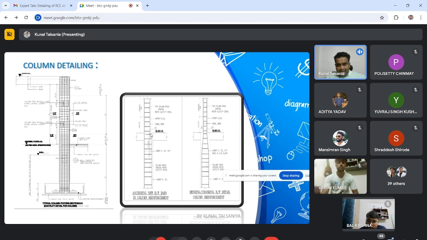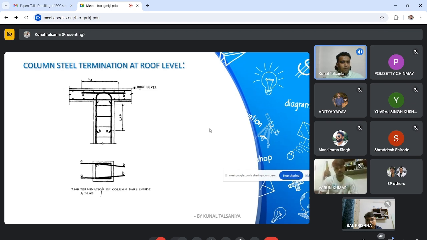Your vertical bar has to be inserted in the lower column up to 1.5 LD. Okay, and suppose sizes are reduced from both sides, then you have to follow the 1:6 slope and you have to continue this reinforcement this way. Okay, this is also important detailing.